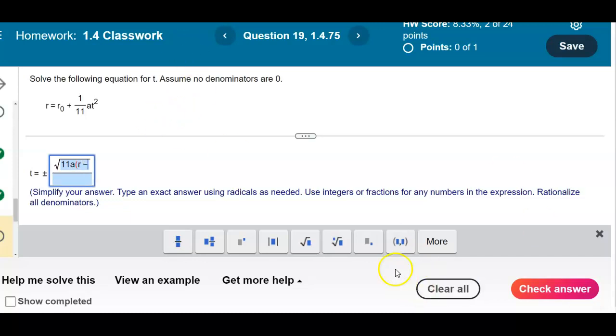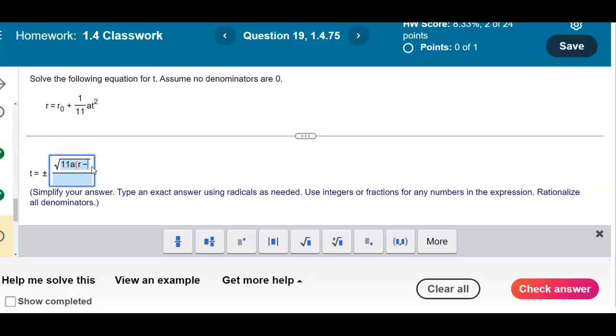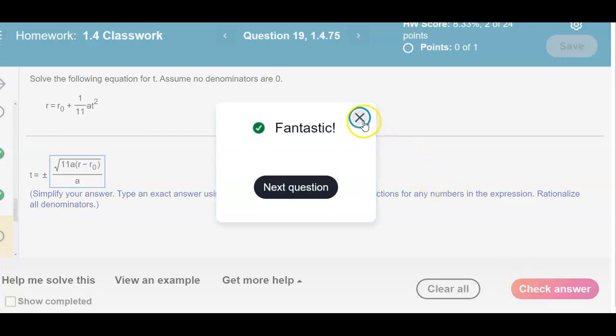Since we need a subscript, we're going to select this option here. Well, before we do that, we need to make sure we put in the r first. So let's backspace. Okay, so we have r, and then select that, and then we're going to put in the 0. So 0 represents that, and then we close the parenthesis. That's going to represent our numerator, and then we're dividing that by a. So let's check our answer, and there is our result.